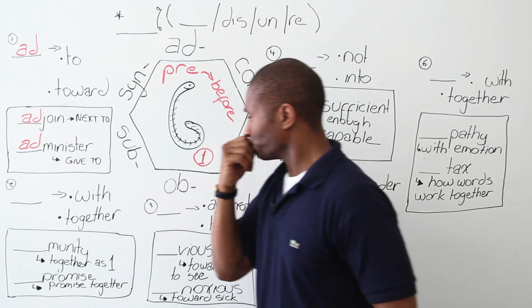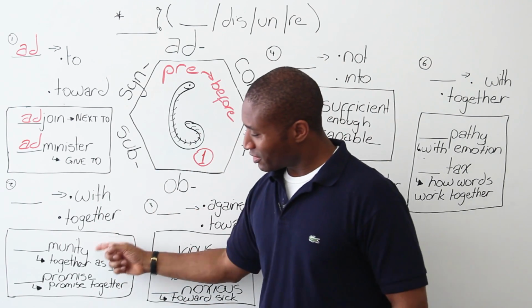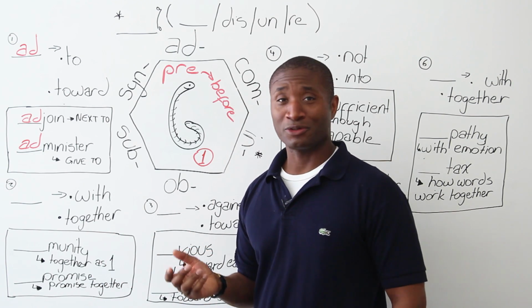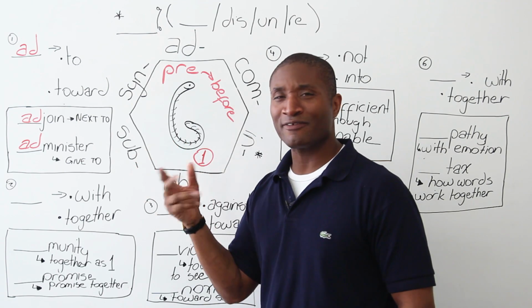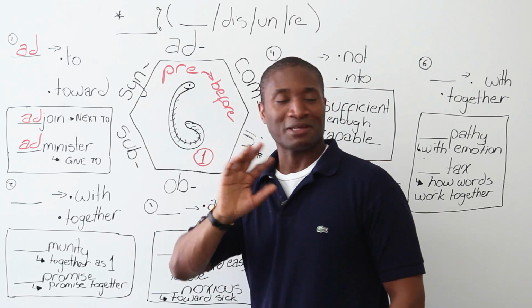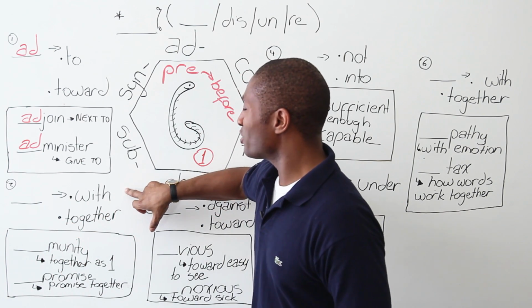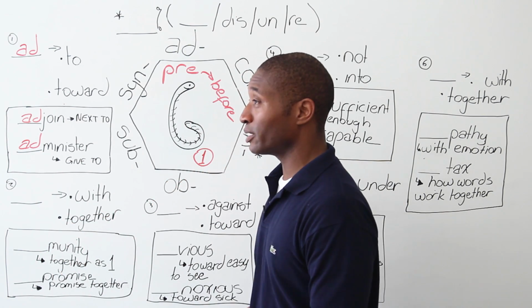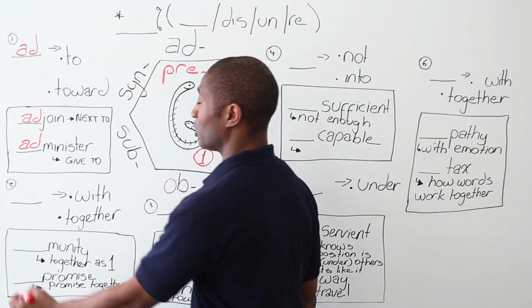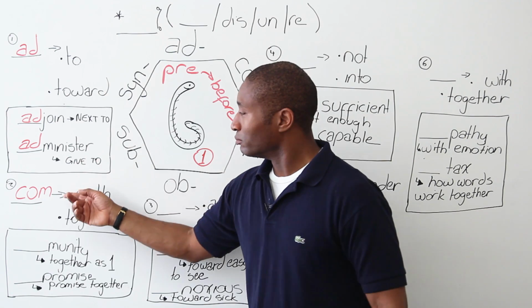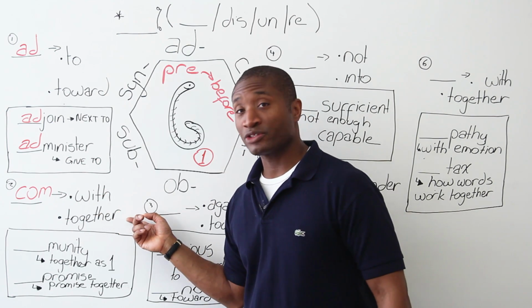With and together. Some of these look familiar. I know unity and promise. Unity and ivory. It's ebony and ivory. Anyway, let's go here. But it means with and together. So what could this possibly be? Ooh, I don't know. How about come? Come means with or together.